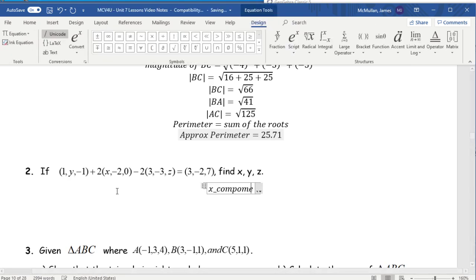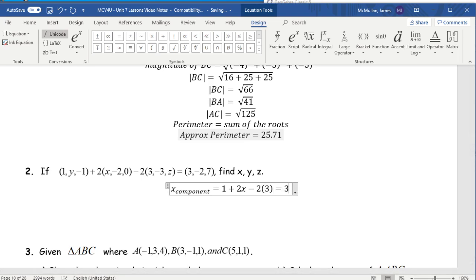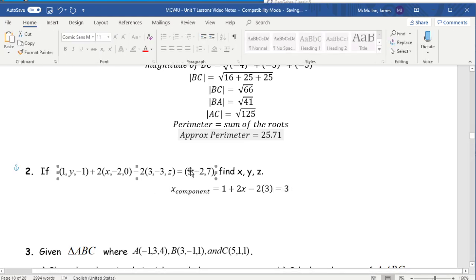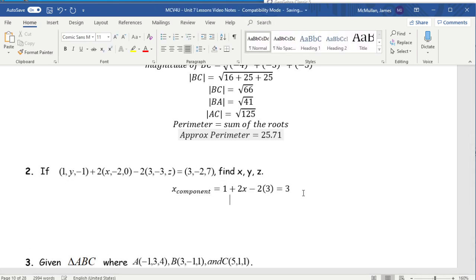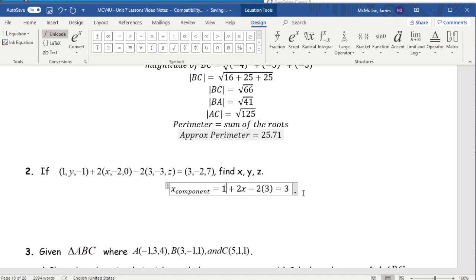Consider the x component first and just write the x component. Okay, let's follow just what's happening with the x component. We have 1 plus 2x, take away 2 times 3 equals 3. Okay, so again, how am I getting that? Here's the x component, here's the x component, here's the x component, so I'm only working with x. Okay, therefore I determine. Sorry, this shouldn't say equals. This is just an arrow here.